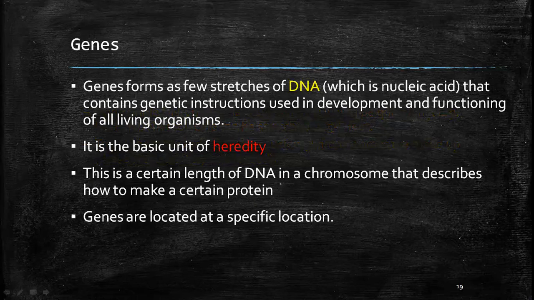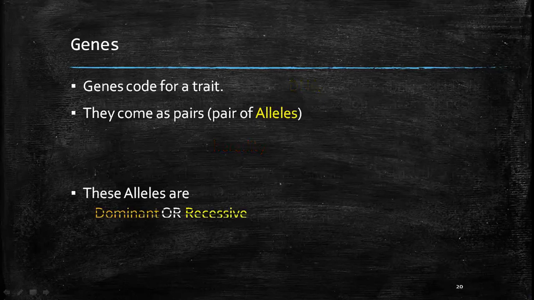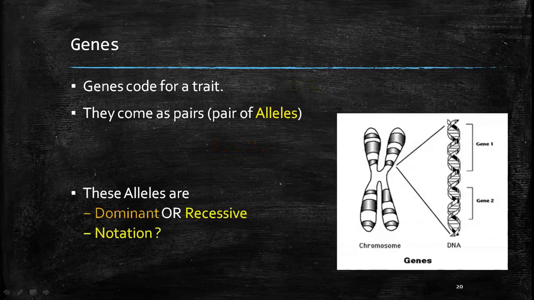Gene: a unit of hereditary information that occupies a fixed position, a locus, on a chromosome. Genes achieve their effects by directing the synthesis of proteins. Genes are short stretches of DNA that contain genetic instructions used in the development and functioning of all living organisms. These genes code for traits, which are the physical characteristics of an organism.